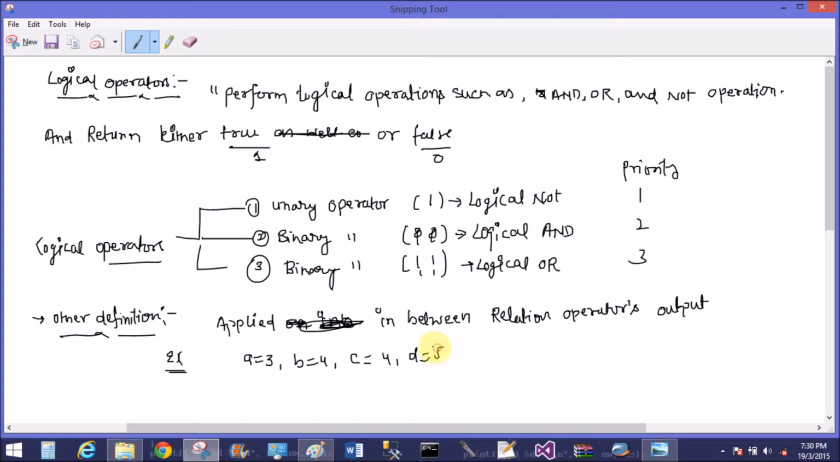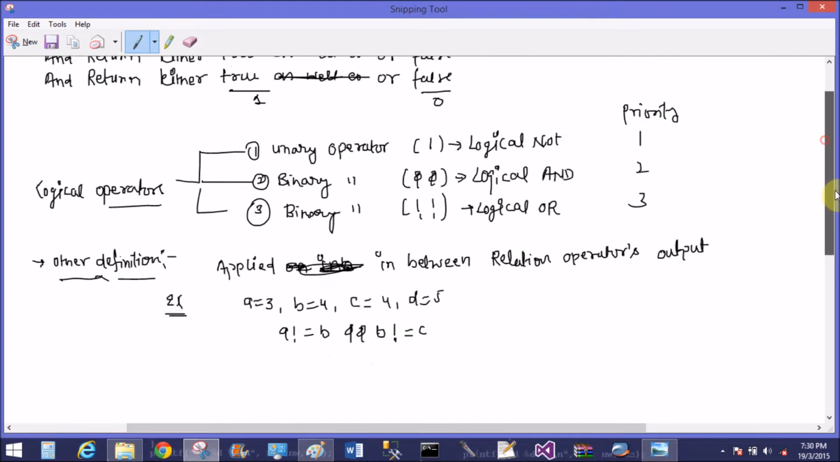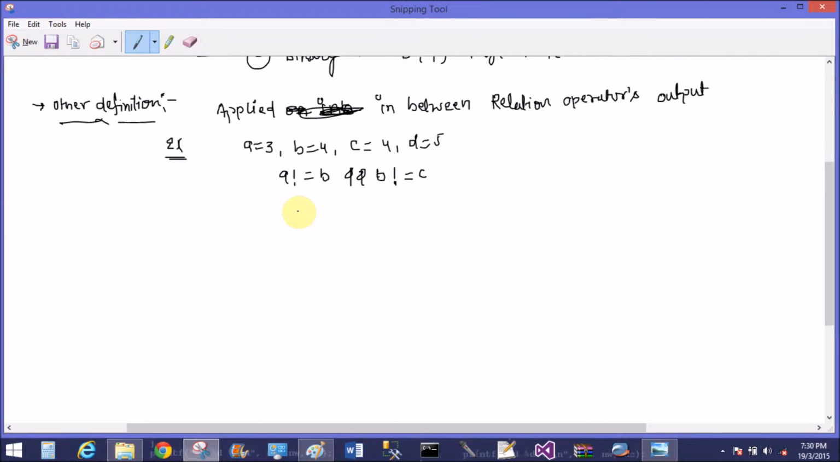So take a simple example: a equals to 3, b equals to 4, c equals to 4, d equals to 5. A is not equals to b double and b is not equals to c. So here double and apply between two relational operators output. The output of the relational operator is either true or false. So applied in between relational operators output, that is the meaning of the line.